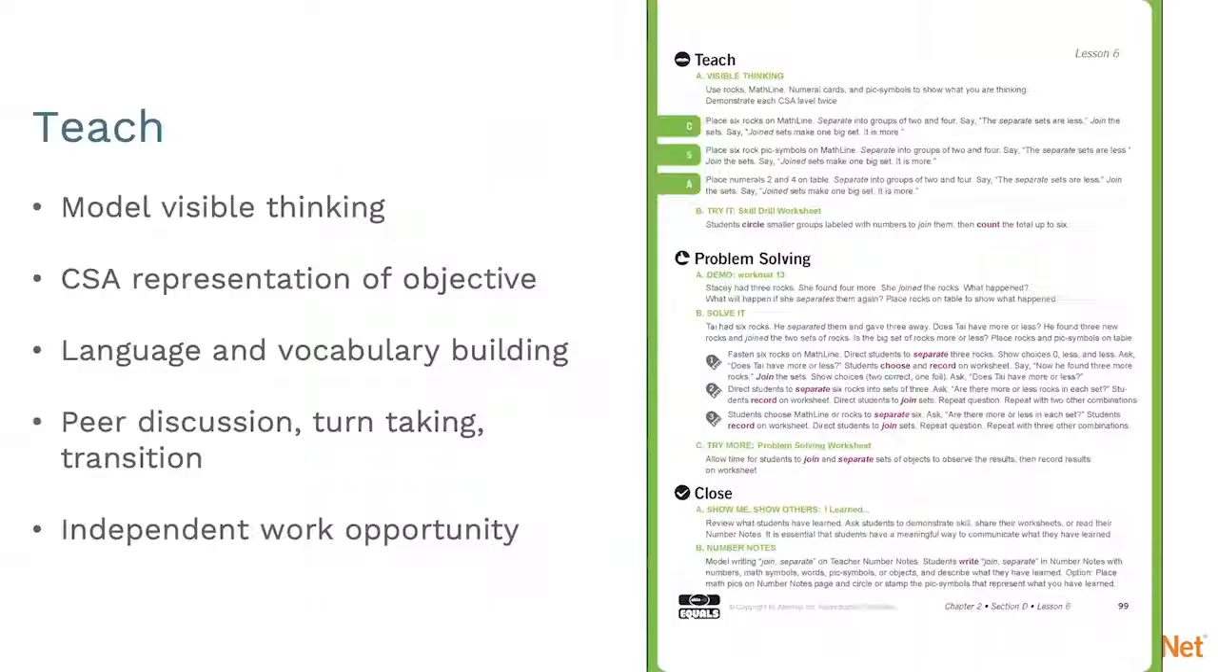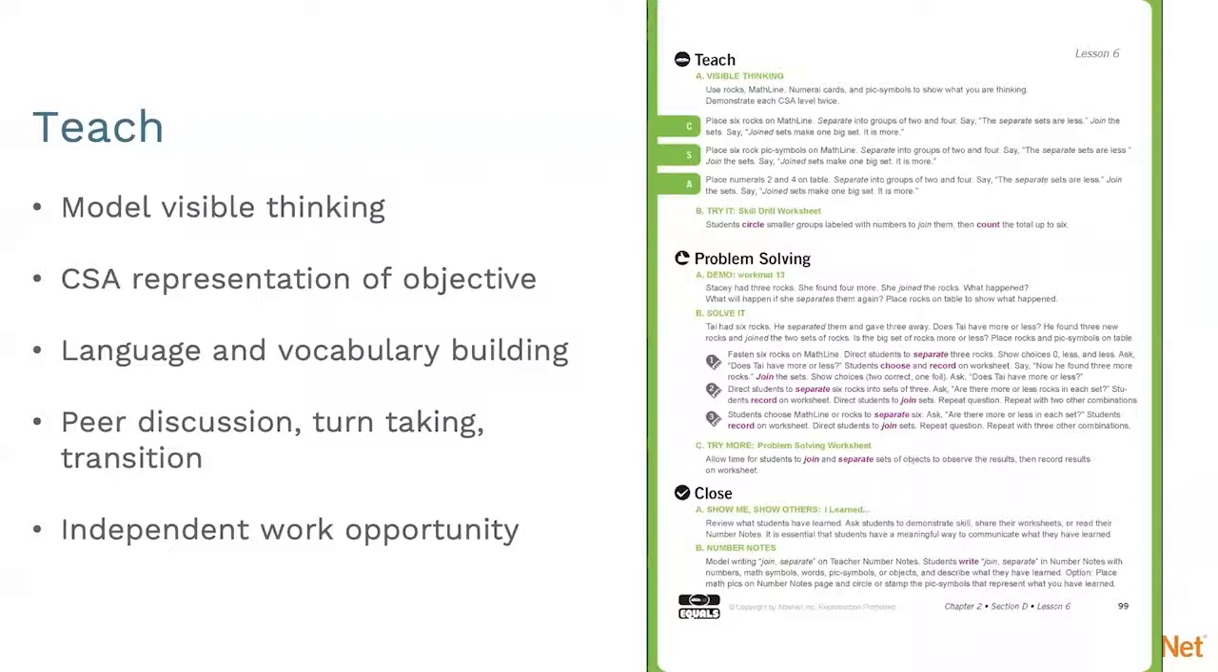The third page of the lesson begins with a math representation of the objective. This is known as our CSA, or our concrete, semi-concrete, and abstract representational sequence. Teachers begin with Section A, Visible Thinking. Visible thinking gives students the opportunity to observe the teacher demonstrating a math concept using pick symbols and manipulatives, so that all students can see what thinking looks and sounds like as it relates to math.